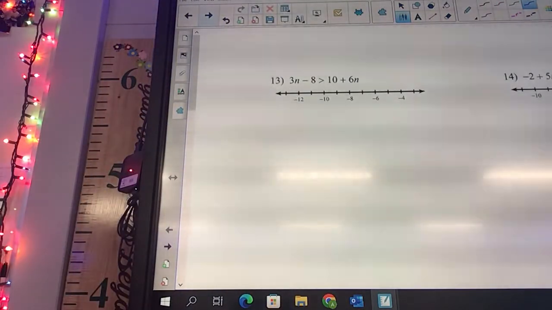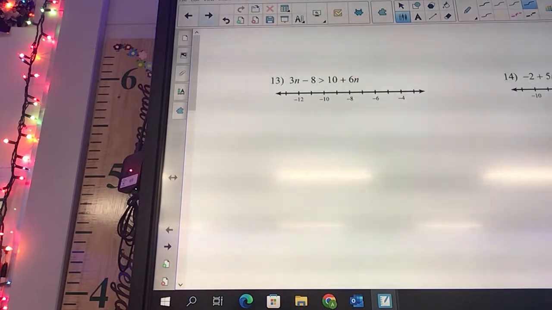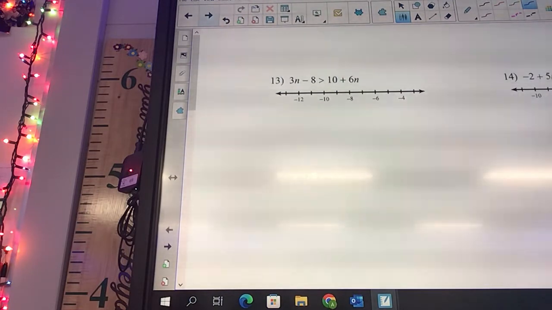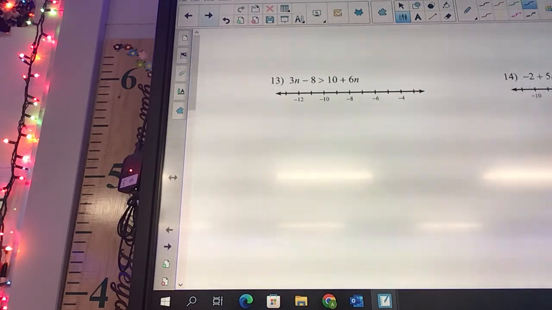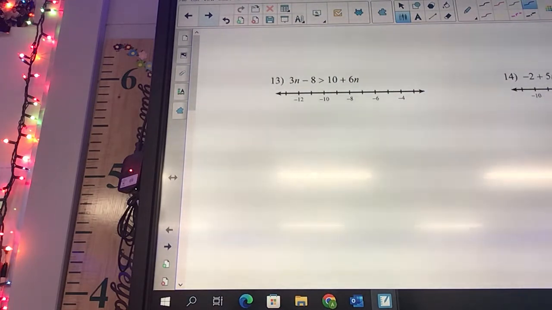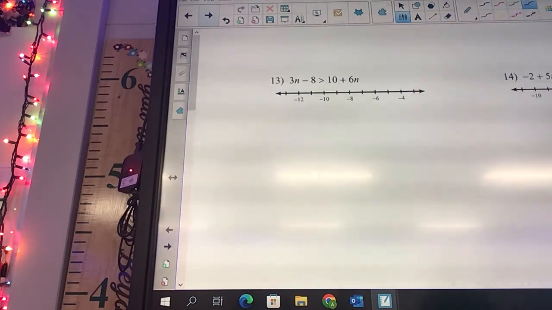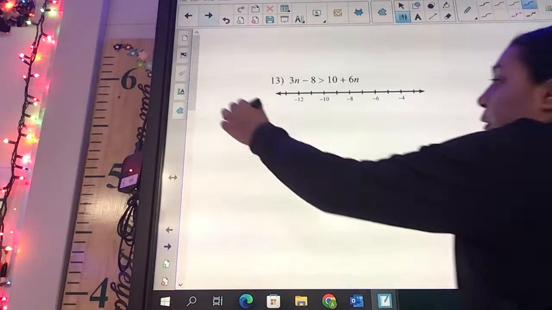Okay, 13. Take a second and look at this. Hey, is there parentheses? No. Is there stuff for us to combine? Kind of, okay? Now you can't combine it in the sense of what we normally do. So the goal here is to get all the letters to one side and all the numbers to the other side. Okay, so before I even do anything, I'm gonna write my stuff down here.